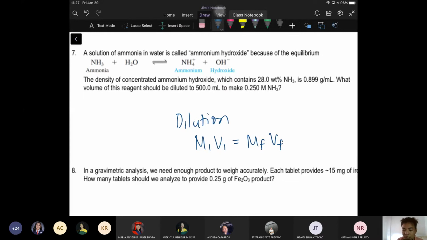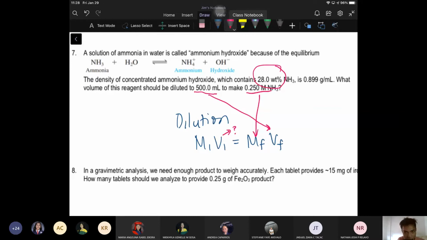This would be okay, it would be easy, because we already know the final values. This is the final molarity, this is the final volume, and this is what we're looking for. But what's the concentration of our reagent? Is it expressed in molarity? No. It is expressed in percent by weight.